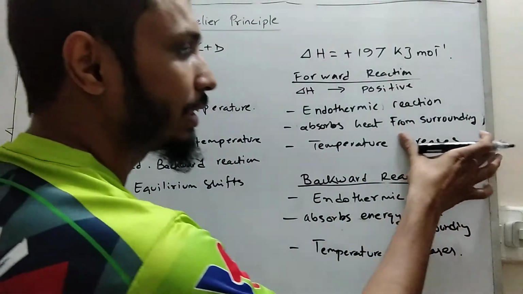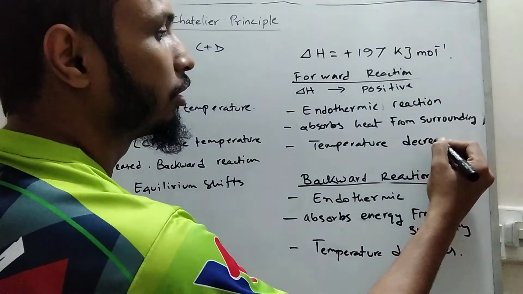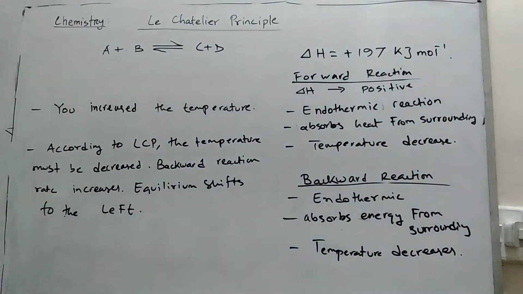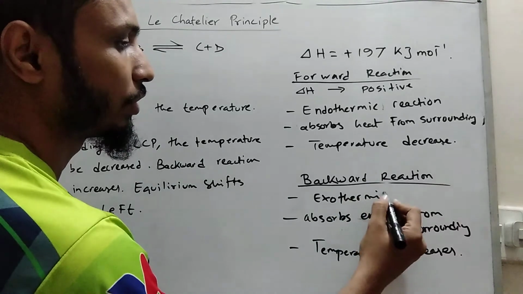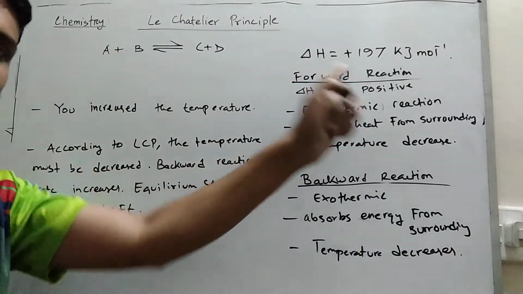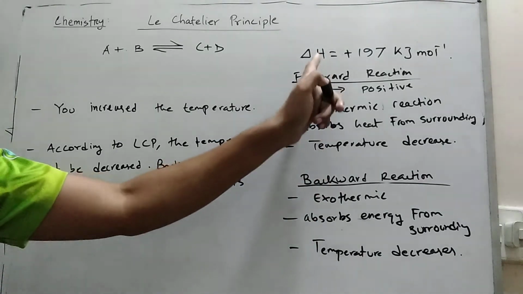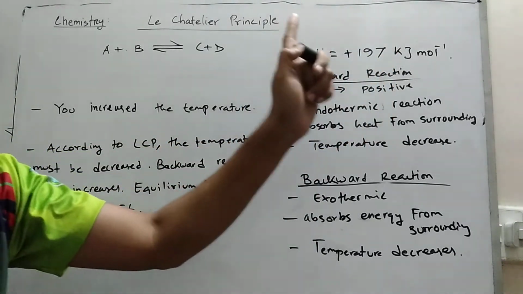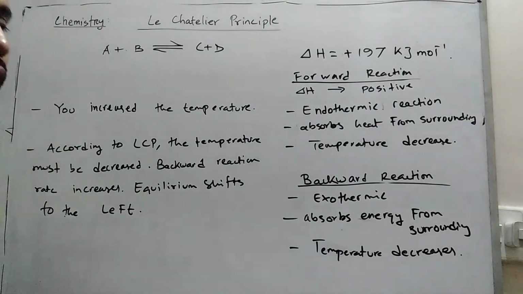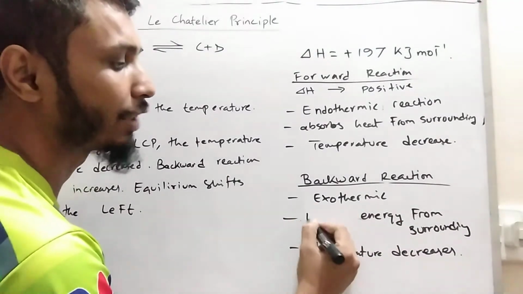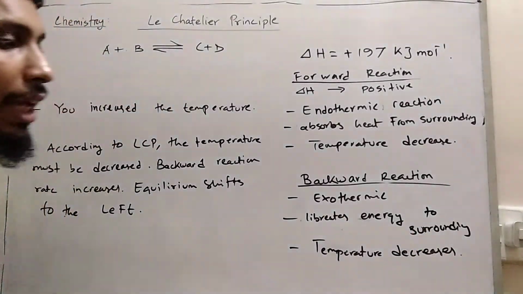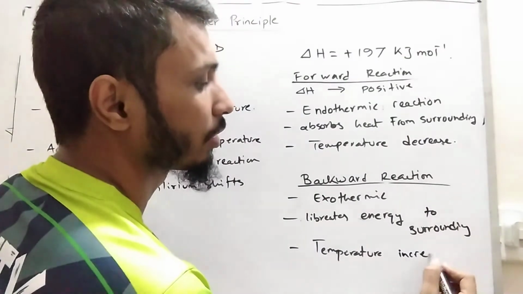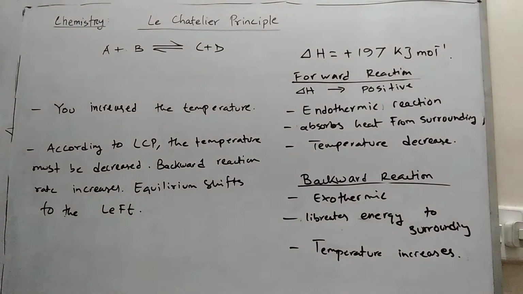And the temperature will not increase, the temperature will decrease. The backward reaction now will be exothermic. See, the delta H value that is given is always for the forward reaction, and the delta H is positive, so the forward reaction is endothermic. The backward reaction should be opposite of that, it should be exothermic, and we know that an exothermic reaction liberates energy to the surroundings and the temperature increases for the case of an exothermic reaction.